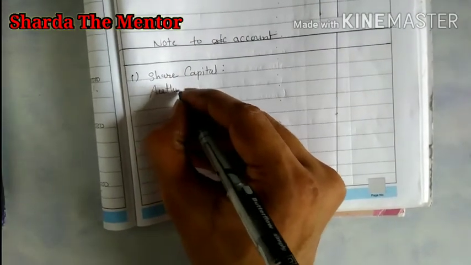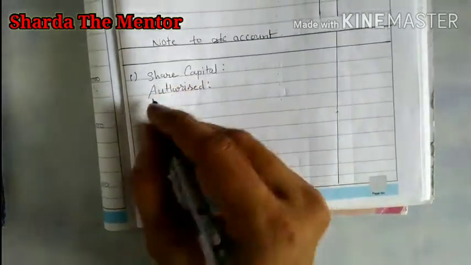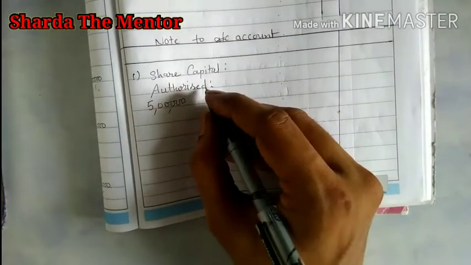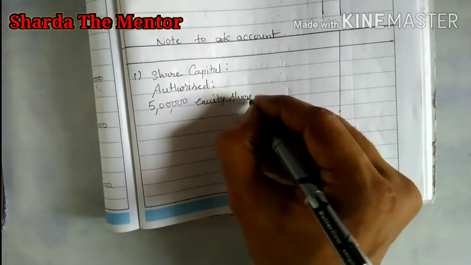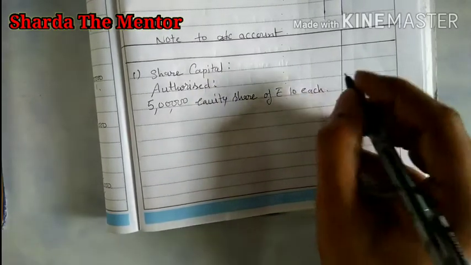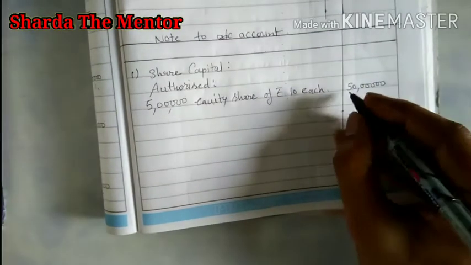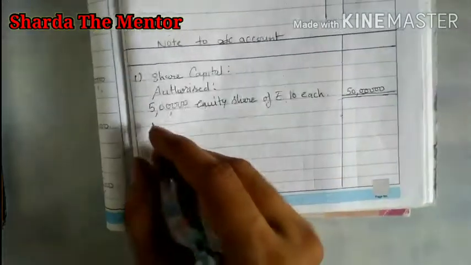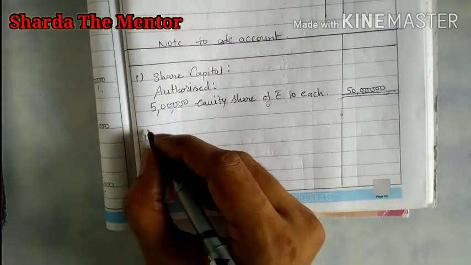So authorized capital you will mention, but that is only to show how much authorized capital you have. The calculation will be done on the basis of issue of shares. So 5 lakh equity shares of rupees 10 each, that will be 50 lakh rupees. Now that is the authorized capital, but it is only for the purpose of showing, so you will just close it. After that, out of that, how many shares we issued?